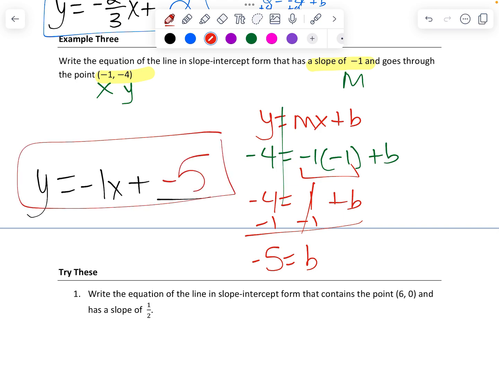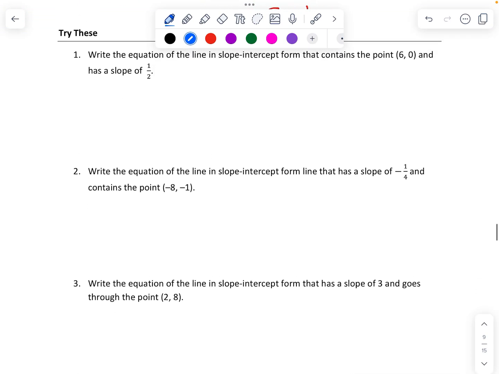And then to check your answer, if you take -1 times -1 plus -5, you should get your y value, which is -4. So then what we did for the rest of class, we did 1, 2, and 3. So if you want to work on those, you can do that.